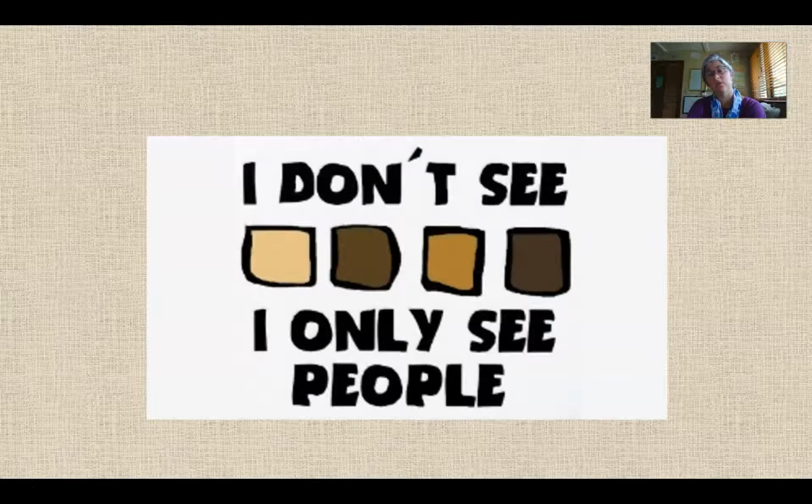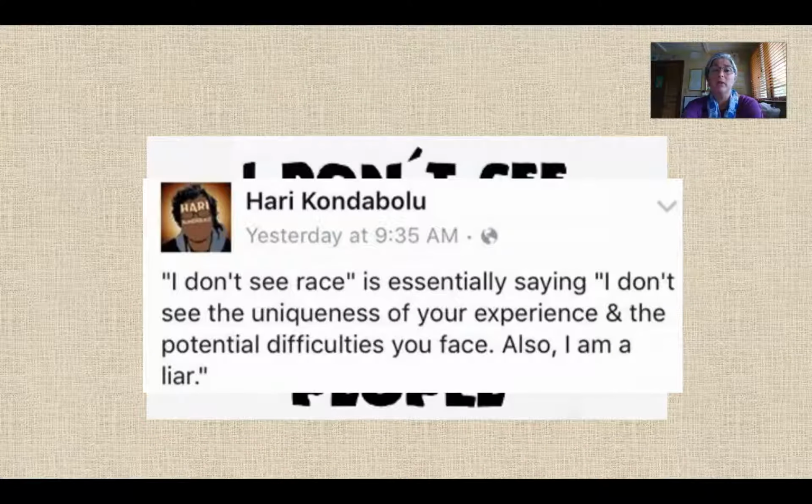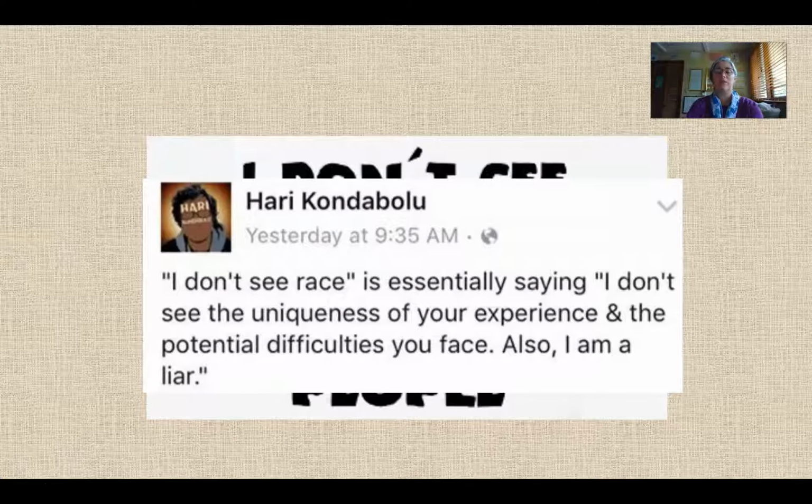So that idea of I don't see color, I only see people could perhaps be harmful. And you do need to embrace the differences of your students and bring them into the classroom as a value rather than just ignoring them and glossing them over and not seeing them.